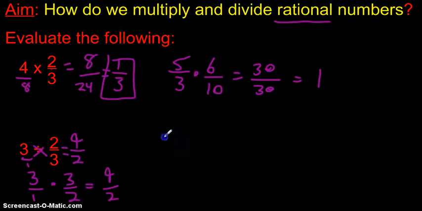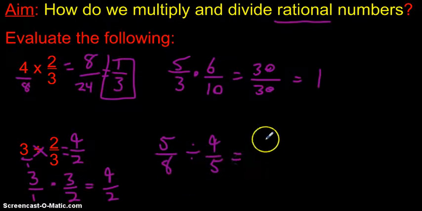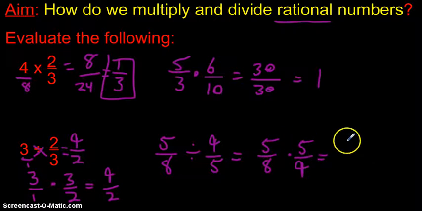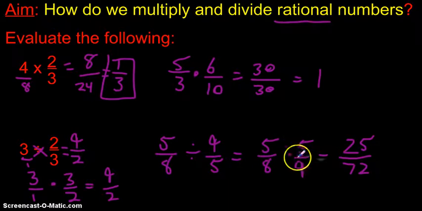So given any division problem, let's say we were given 5/8 divided by 9/5, we can change that into a multiplication problem. 5/8 times 5/9. 5 times 5 is 25. 8 times 9 is 72. And since none of these had any common factors, there are no common factors here.